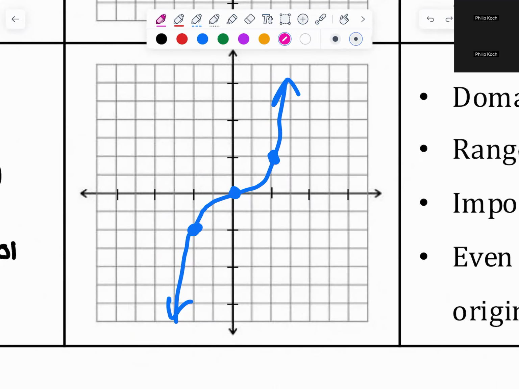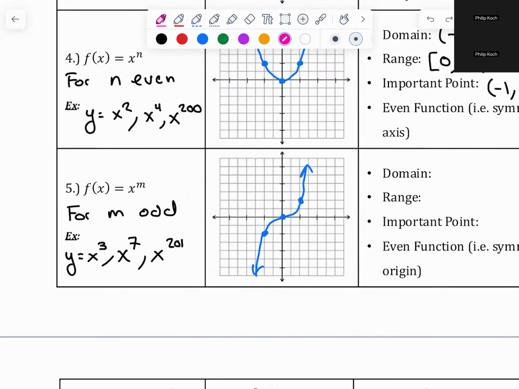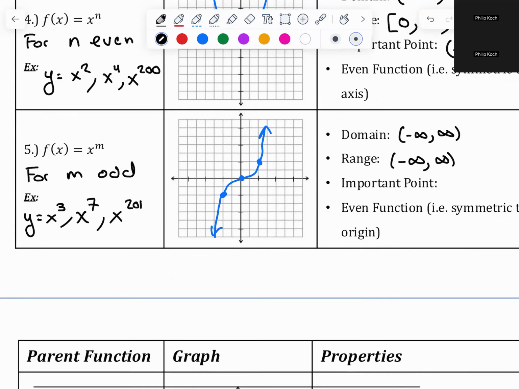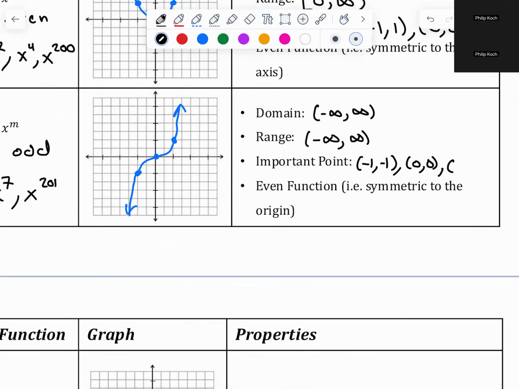And that's because, we can talk about that more in detail later on, but it has to do with the bigger powers. They just make numbers get so much larger, so much quicker. And so despite the way it looks, the domain of this function is all real numbers. And the range is all real numbers. And the important points are (-1, -1), (0, 0), and (1, 1).